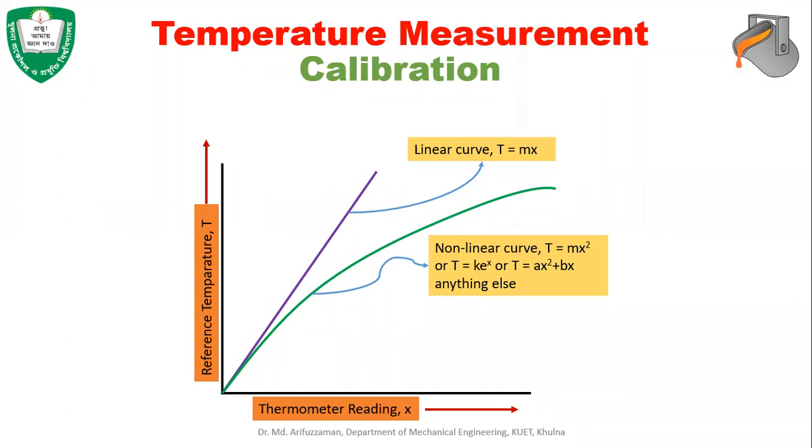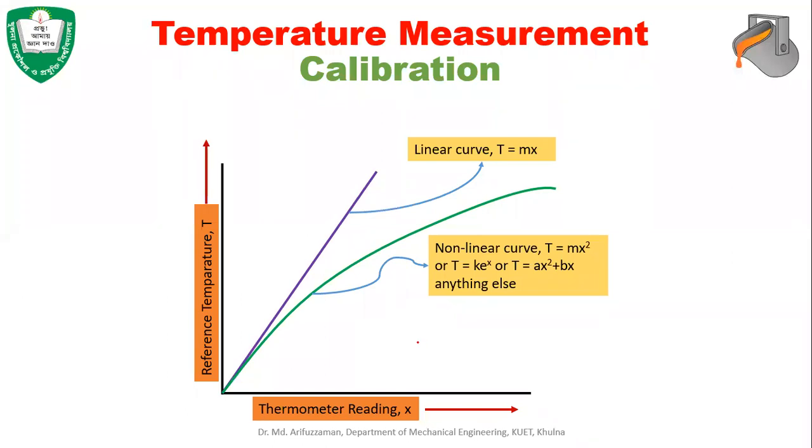Calibration is a very important thing, and to study the calibration, it is nothing but a graph, actually. A graph plot for reference temperature and thermometer reading. For example, if you want to calibrate a thermometer, then you need to have a reference. The thermometer that you want to calibrate, you need to keep it in the known temperature and take the reading of that thermometer.